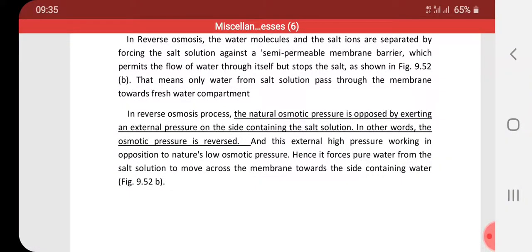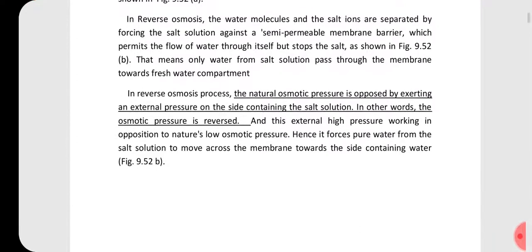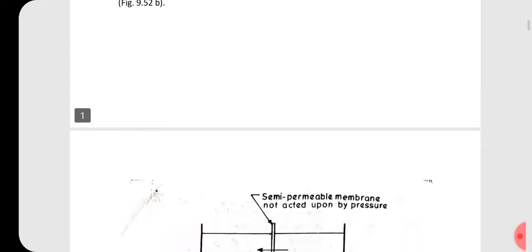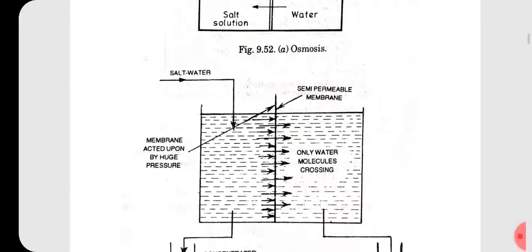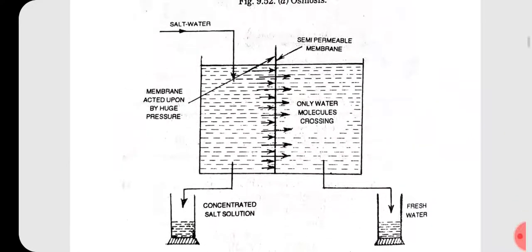In the reverse osmosis process, the natural osmotic pressure is opposed by exerting an external pressure on the side containing the salt solution. In other words, the osmotic pressure is reversed. Whatever I have explained is written over here. I think this is very clear to you. You have understood it very well. So the reverse osmosis process is used by applying pressure.